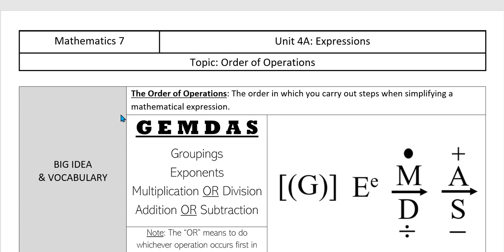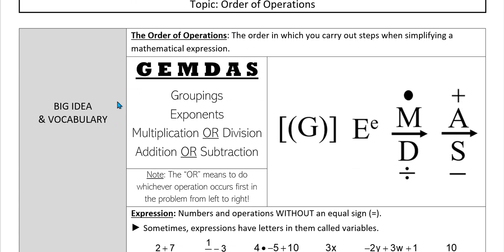Now, you may have seen PEMDAS, but GEMDAS is a little more inclusive, and it makes it easier for us to remember exactly what we're working with. And this tells us the order in which we're going to do certain things.